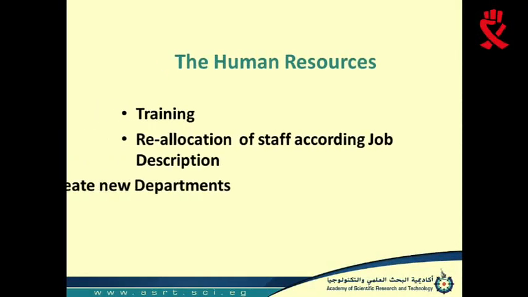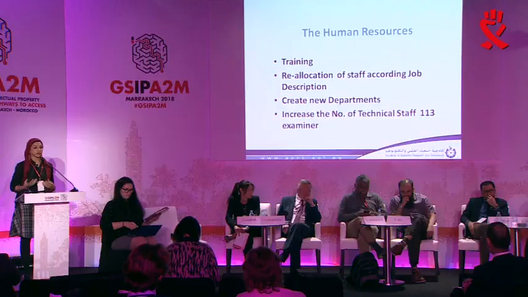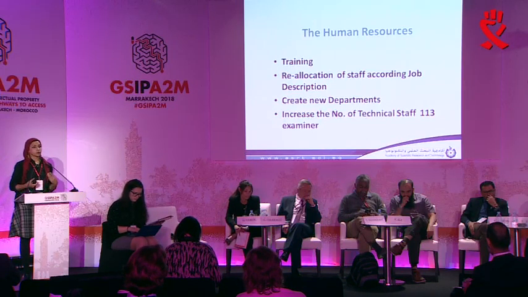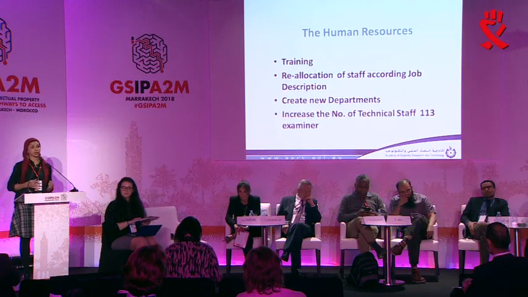The human resource. We started to give training to patent examiners on how to examine pharmaceutical patents, how to apply the patentability criteria, what novelty is, what inventive step is, and how to apply it. And there was a reallocation of the examiners. We applied many pharmaceutical examiners. Actually, we have 113 patent examiners, 20 of them just for pharmaceuticals.